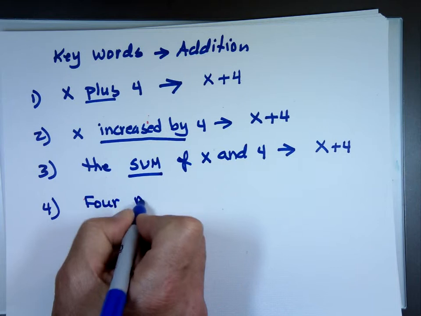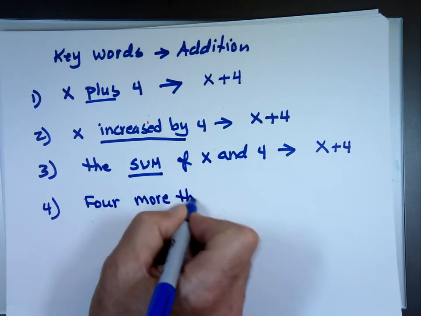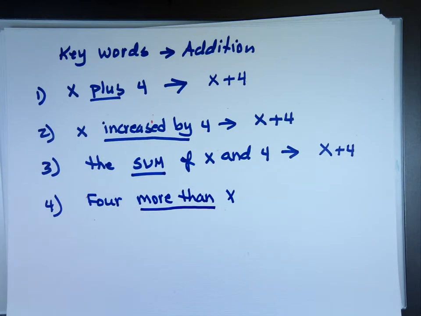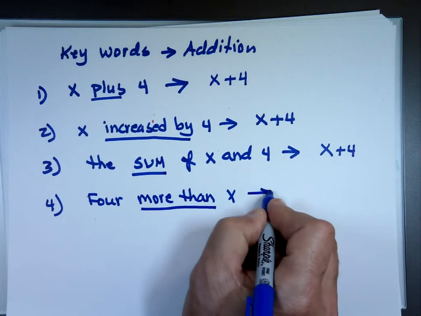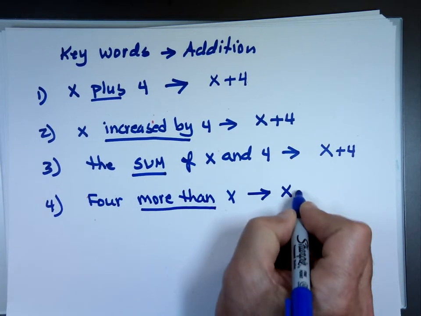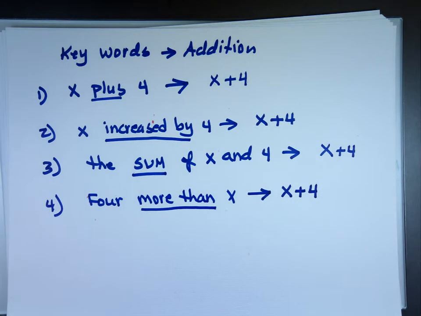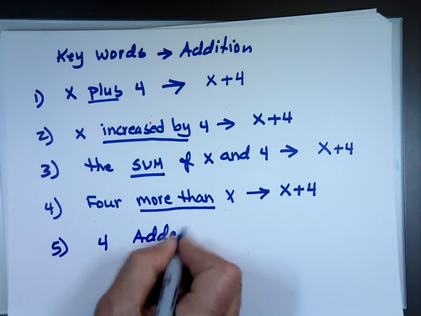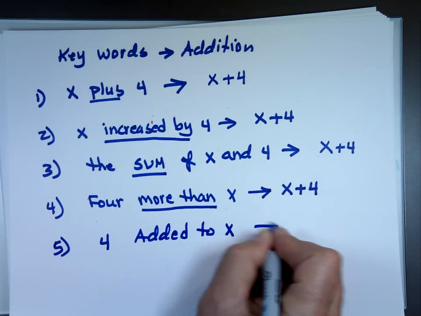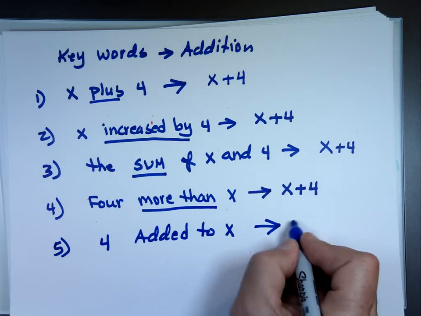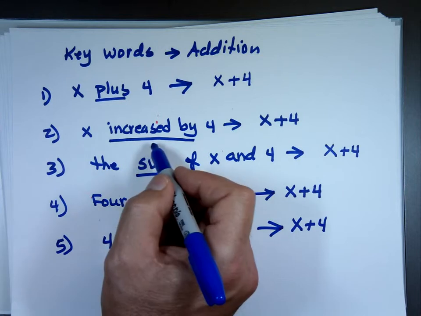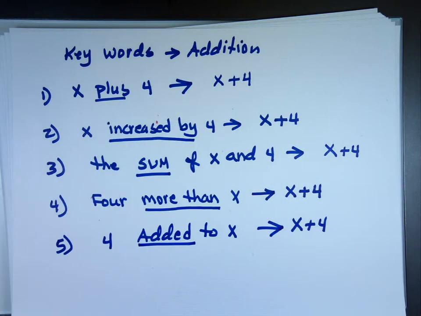Four more than x. Guess what that means again? X plus 4. 4 more than x. 4 added to x. That's also x plus 4. So added, more than, sum, increased by, plus. All of these imply we have addition.